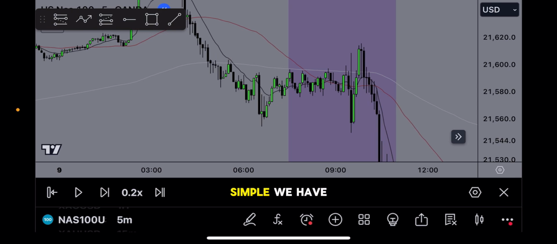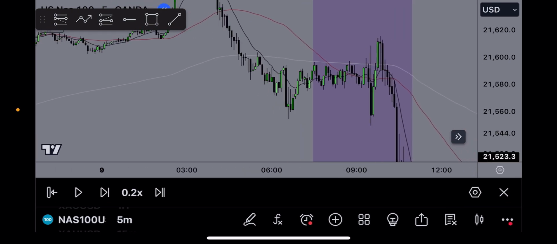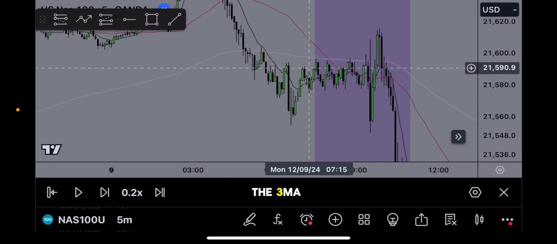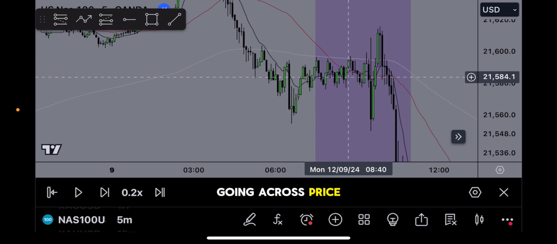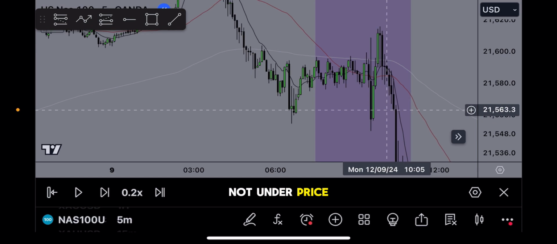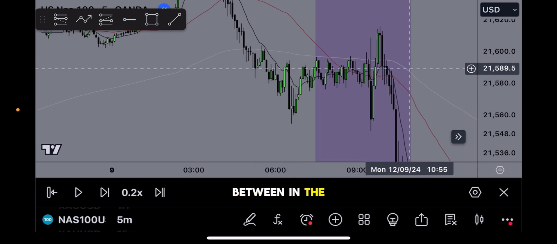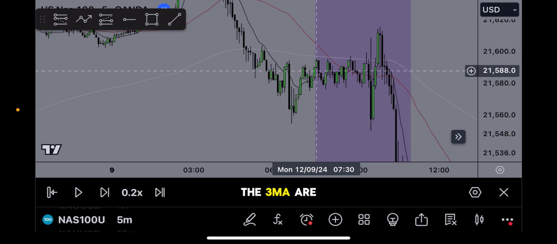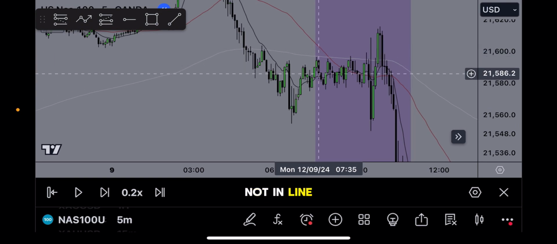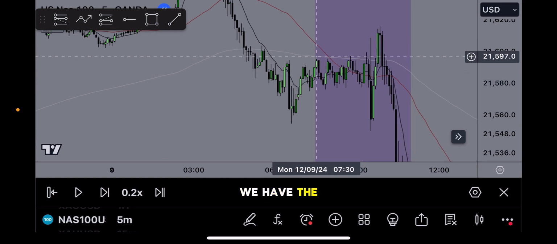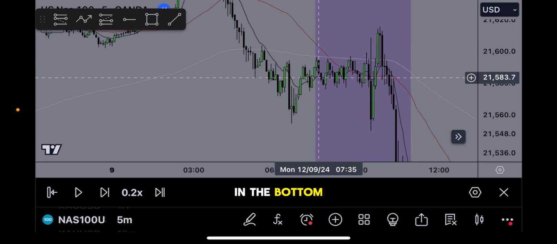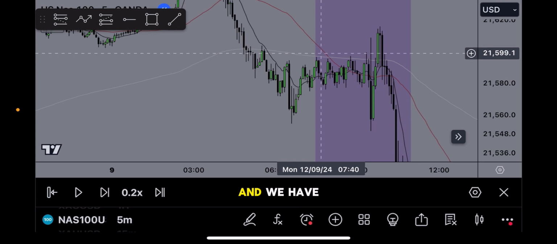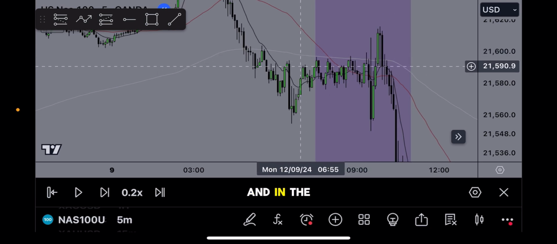Okay, in this example, we have the 3 MAs going across price. They're not above price and they're not under price. They're going in between, in the middle of price. So when I come into the markets and I see the 3 MAs are not in line, right? We have the 200 in the middle, the 50 above, and the 13 all the way at the bottom. They're not lined up at all, and we have them going through the middle of price.